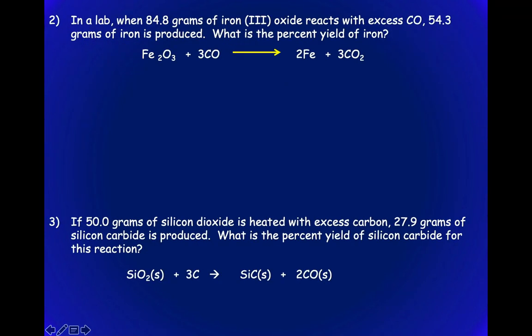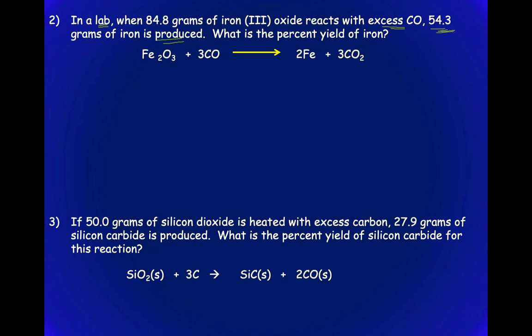If we put this together into one big equation, we can use the equations that we did from the last lesson, and add this little piece to it. So if we take a look at this, in a lab, when 84.8 grams of iron oxide reacts with excess carbon monoxide, excess reactant, 54.3 grams of iron is produced.